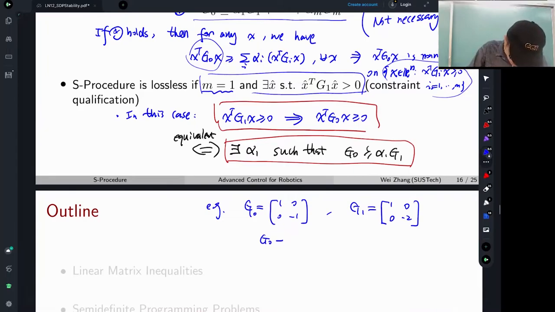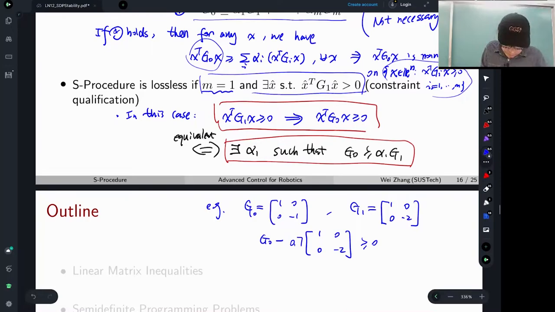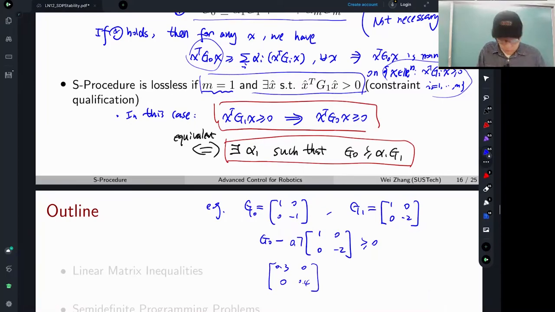Well, anyway, so this should be G0, let's say alpha times [1, 0; 0, -2], should be bigger or equal to zero. Let me see whether we can find such alpha. Can we? What about alpha 0.7? Is that true? Let's see, that will be giving me 0.3, 0, 0.4, right? Is that true? So this guy satisfies this condition. So this guy is positive semi-definite.